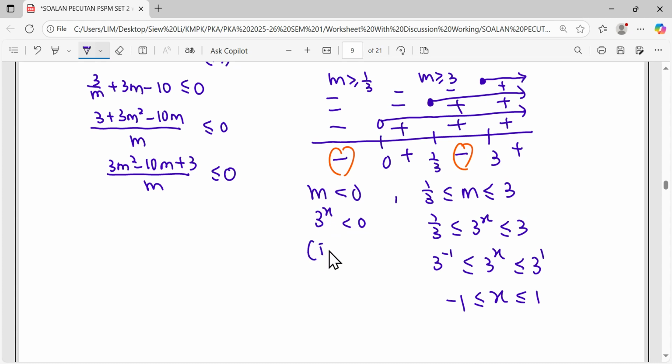But they're asking 3 power to something is less than 0, is negative, which means that this is an invalid statement. Even though you take log, you do log 3 kosong, kita dapat ke? Ada error. Alright, so therefore we only have one part of the answer, which is negative 1 until 1.